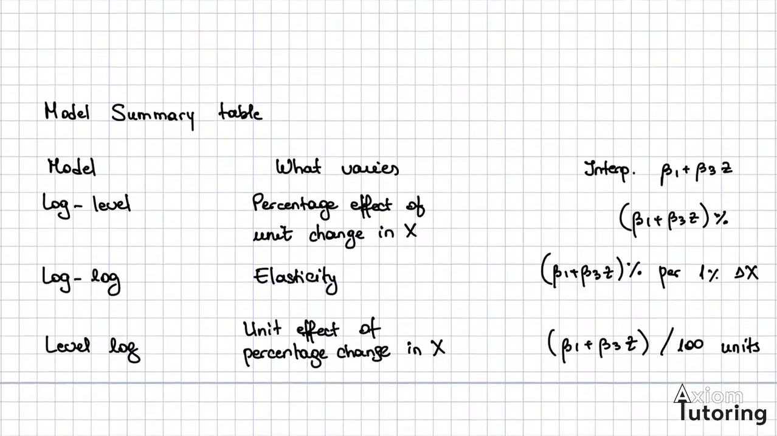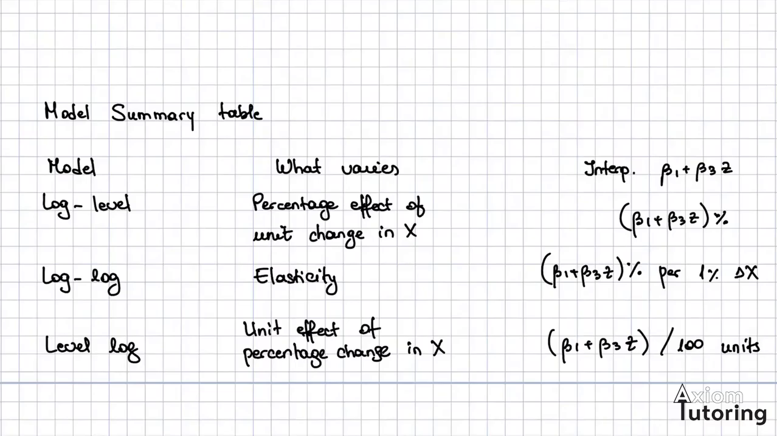This little table in here is a summary of all the three different models, what varies in each model, and the interpretation of beta 1 and beta 3. So you can have that as a summary going forward in case you need to look at it again for the interpretations that you need to make.